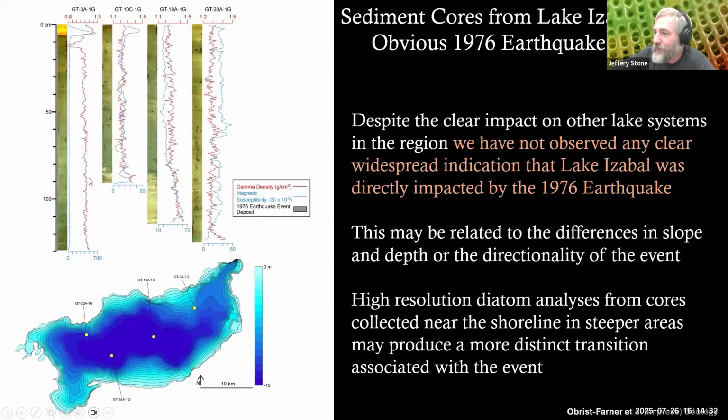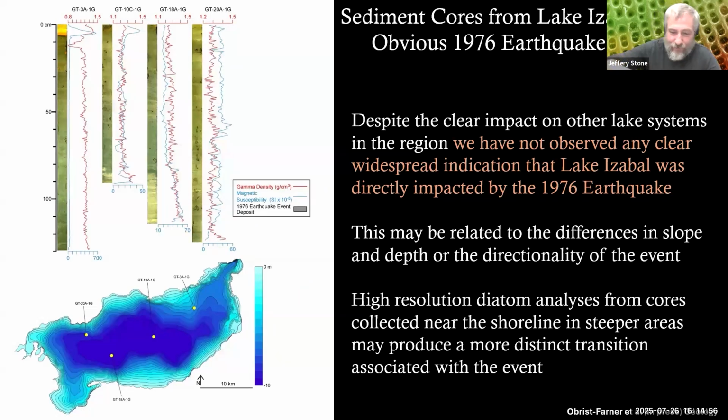We looked at Lake Isabel to try to see if we could find some of these earthquake deposits, but we really couldn't. So despite the fact that all of the lakes in the surrounding basin have some influence from earthquake deposits where we can actually see our response, we haven't really been able to identify this sort of thing from Lake Isabel, and we think it might have something to do with the directionality of the earthquake activity.